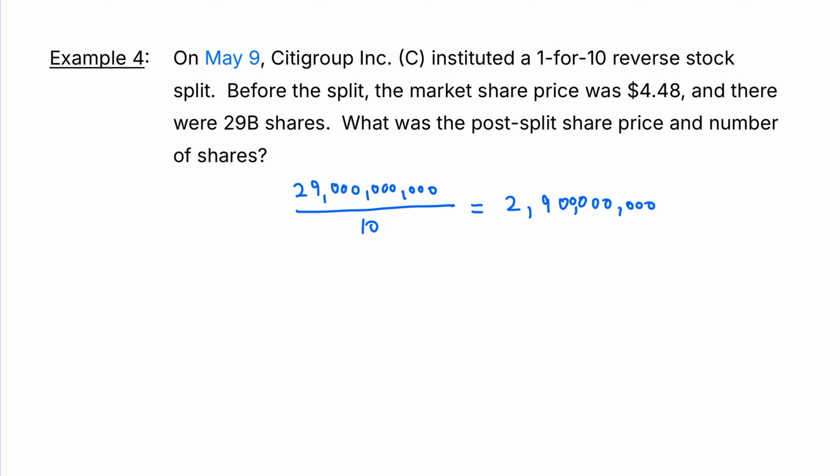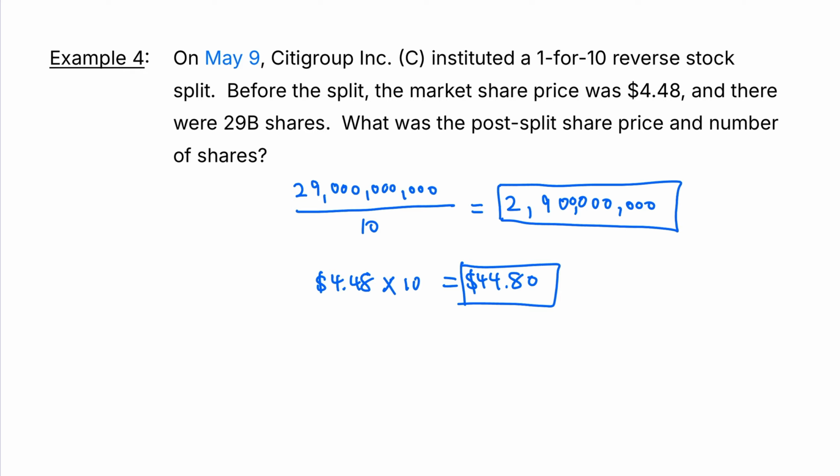Okay, and the share price, well, it was originally $4.48. Okay, since this is a 1-for-10 reverse stock split, the value increases by 10. So we multiply this by 10. And now the new share price is $44.80. Okay, 2.9 billion shares outstanding at $44.80 per share. And as you can see, if you were to calculate the market capitalization, that has not changed between pre-split versus post-split.